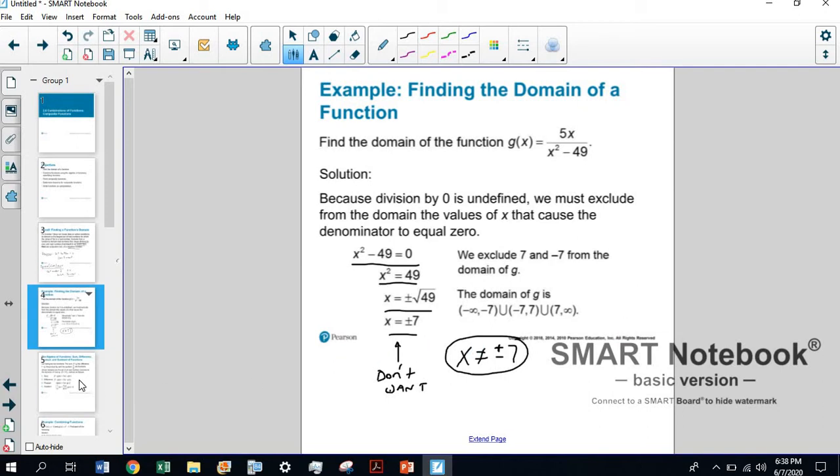All right, so that's just a little reminder. If you need more work on domains of functions, you need to go back to the beginning of the chapter.